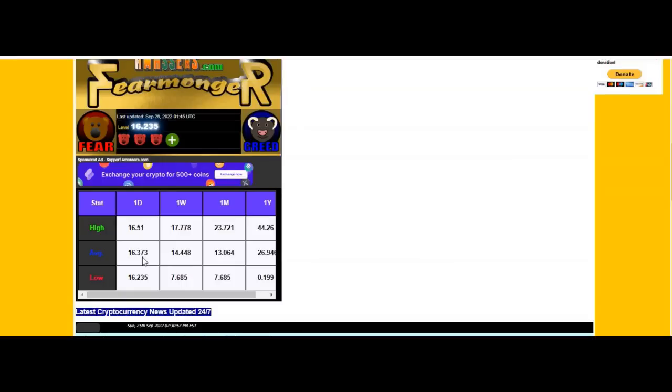How do I use this? I look at where are we right now on a day. We're at 16.235, and I would refresh this. And I'd see, okay, where's the high of the day, which is where there's the most fear at. And that's so far today is 16.51. Where's the low? 16.235. So we're at the low.